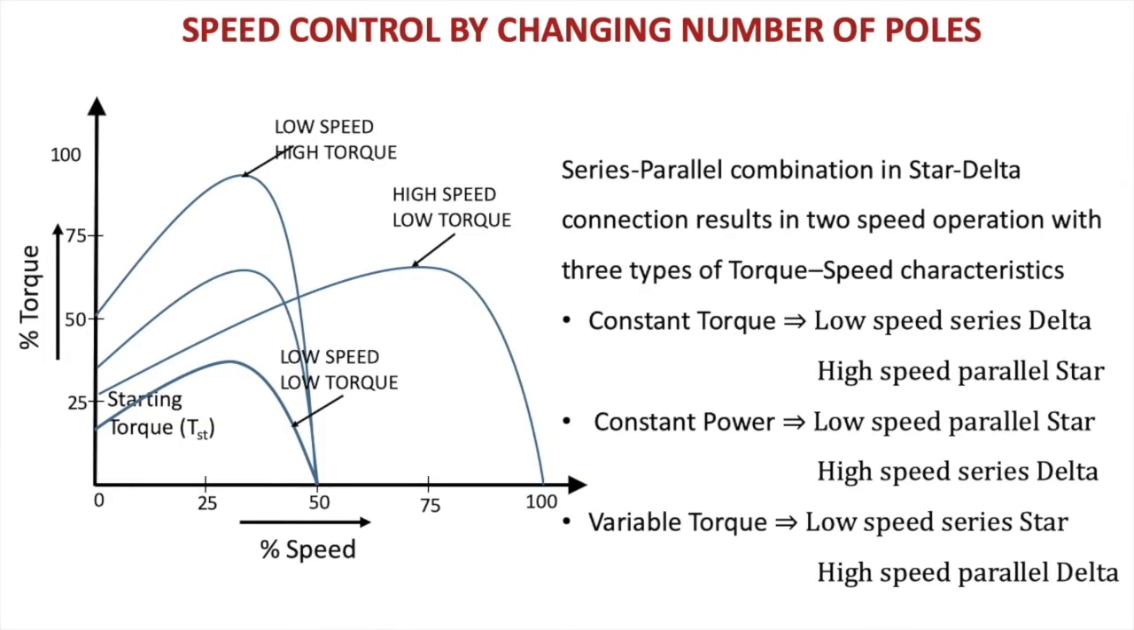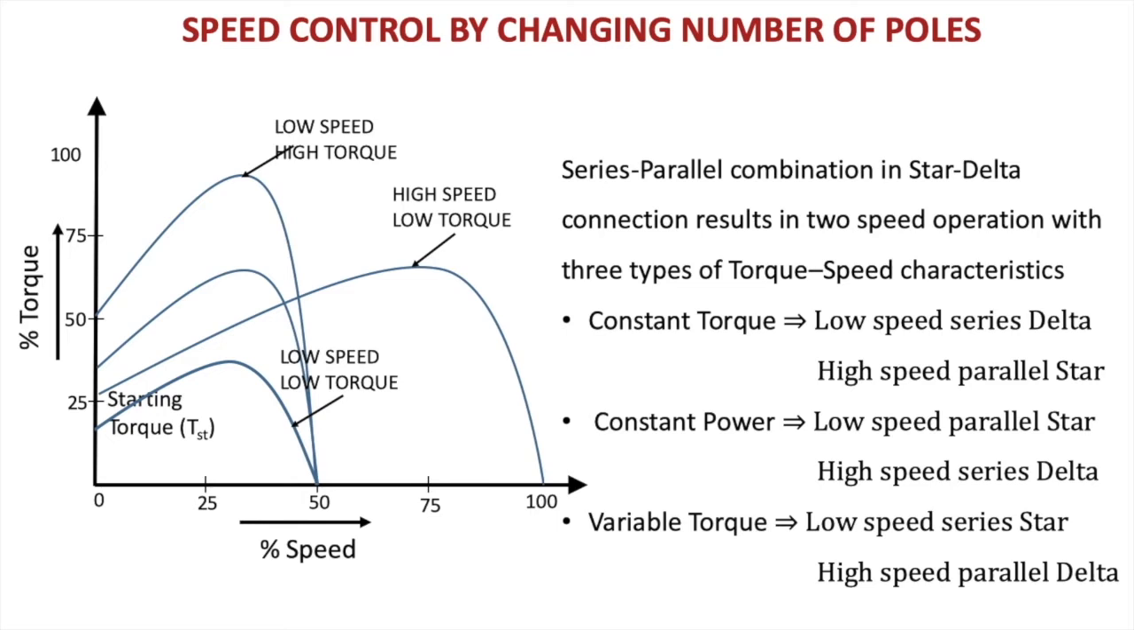But to vary the number of poles, all the coil connections should be brought out so that you have the flexibility of making the coil connections for the formation of the poles. Secondly, because it is a 3-phase motor, we can have the combination of star and delta. Therefore, the series parallel combination and the star delta connection result in 2-speed operation with 3 types of torque speed characteristics. If you need constant torque operation at low speed, the coils have to be connected in series, and the 3-phase connection has to be delta.